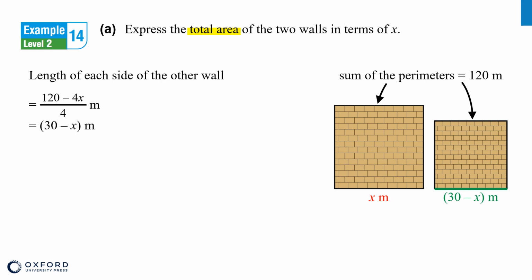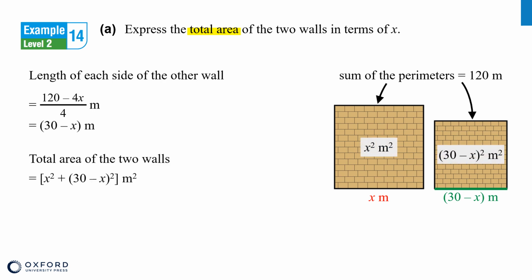Then we can express the total area of the two walls like this. Simplify the expression and we get the result, which is a quadratic function.